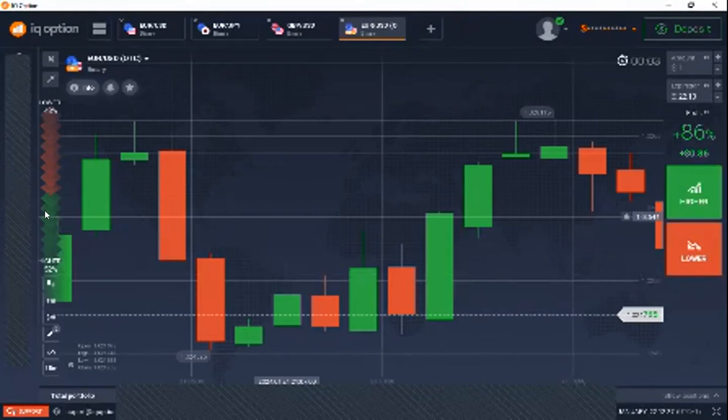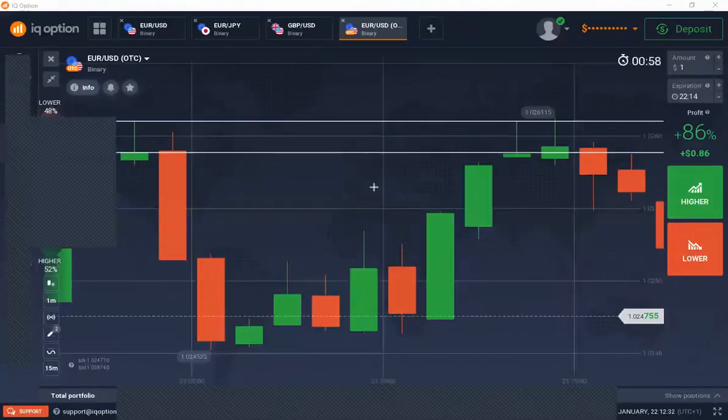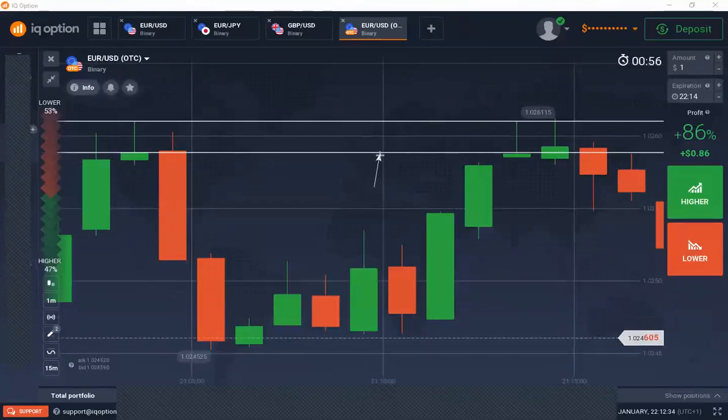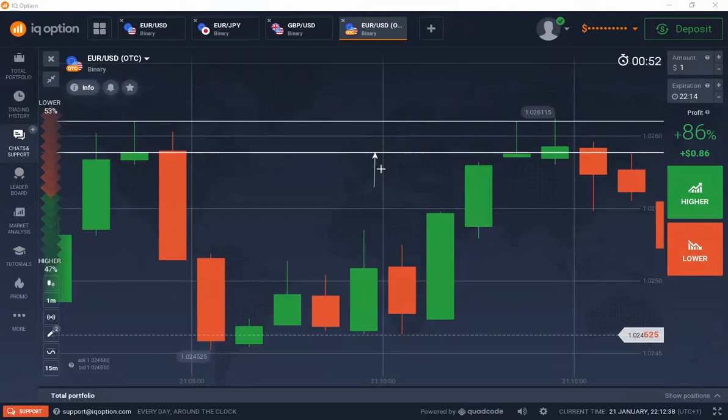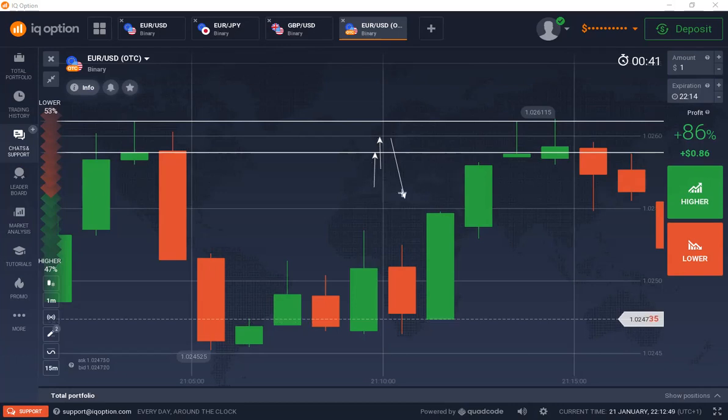Which means that if the market should resume and close below this line, I will not enter the trade. I will wait for the price to close inside the zone, then I will enter the trade. So if the price closes here, don't enter the trade. Wait for the price to close inside the zone and enter the trade.